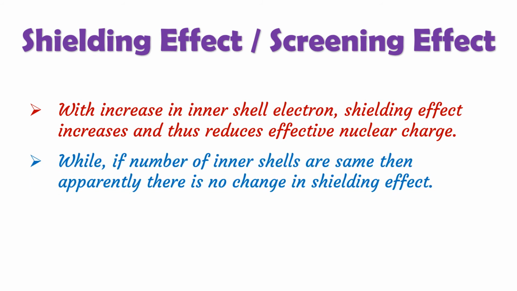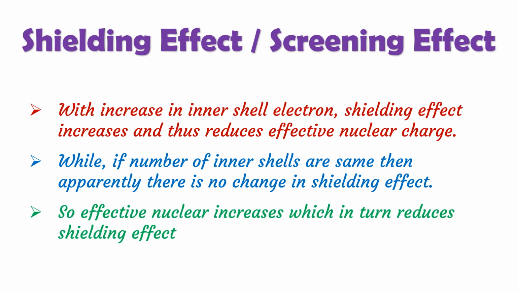While if the number of inner shells is the same, like in a period, then apparently there is no change in shielding effect. So effective nuclear attraction increases towards the valence shell electron, which in turn reduces the apparent shielding effect.